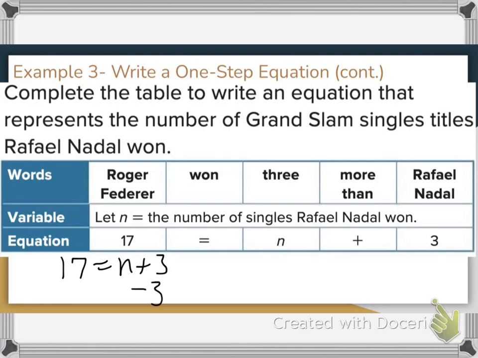And I know 3 minus 3 gives me 0. It cancels out. These two sides of my equal sign are the same. They're equivalent. I've just subtracted 3 from the right. So what else do I need to do? Subtract 3 from the left. So on the left side, is there anything I can combine? Yes, 17 minus 3 gives me 14. What's left on the right-hand side of my equation? N. So, Rafael Nadal won 14 Grand Slam singles titles. Does that make sense? Any questions on example 3? We okay there?